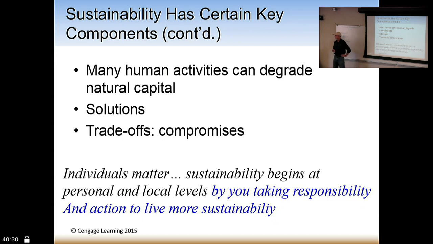So we've already talked about this. Sustainability has certain key components. The human activities, the degrading that has to happen. We can't put a fence around everything. That's an idea called preservation, and it can happen in certain places. But my thinking on that is we have so many people and we need the land so much that there's not room for much preservation.